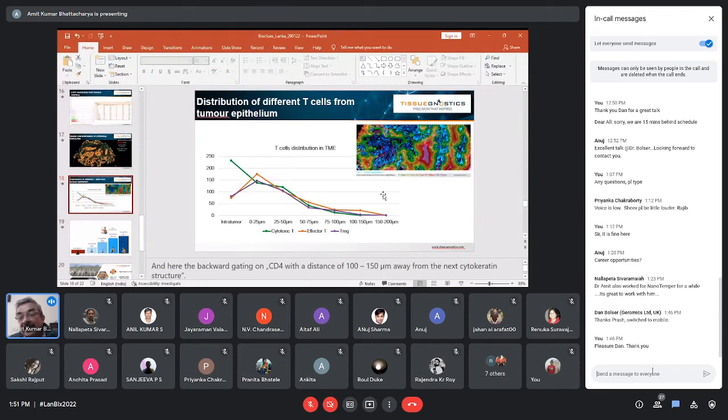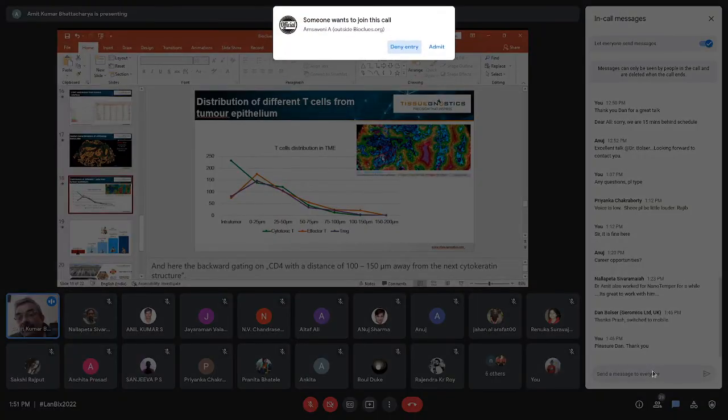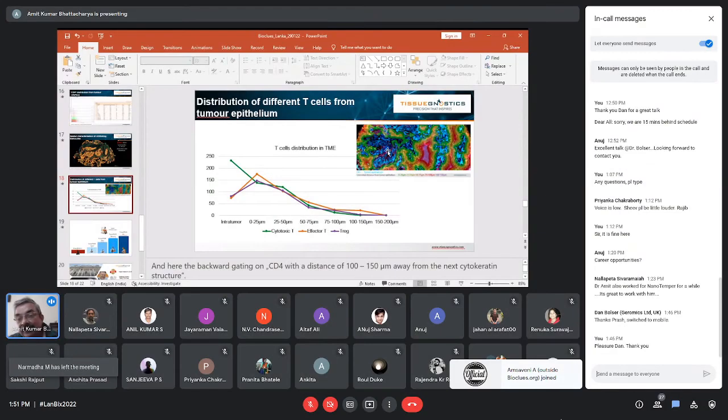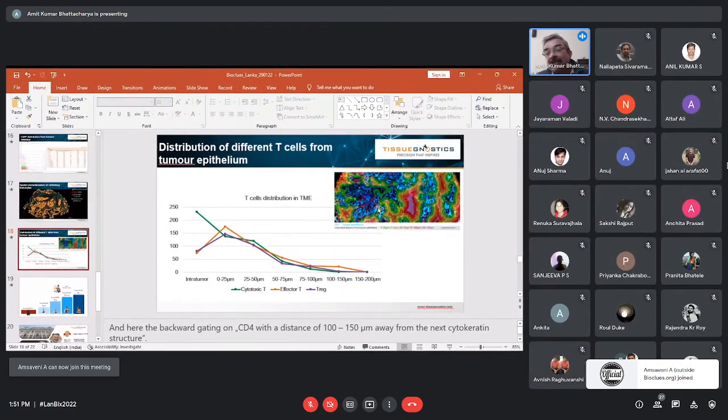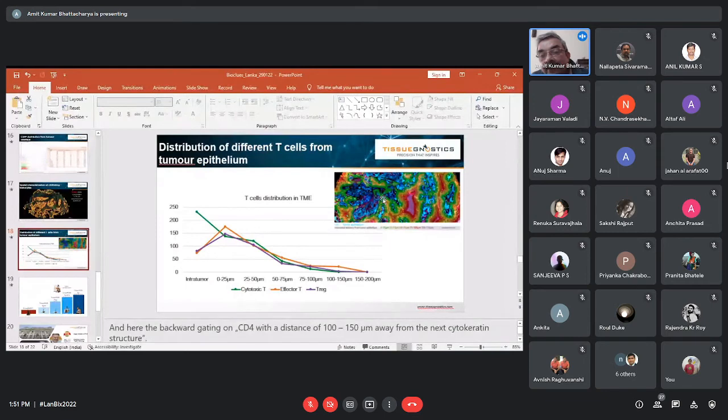If you're looking at one particular population, CD4 only, for example, this is a picture that you are seeing here based on the distribution of that one subpopulation, in which the green ones are present at 0 to 25 microns, and the violet ones are placed farthest away, at 250 to 300 microns.